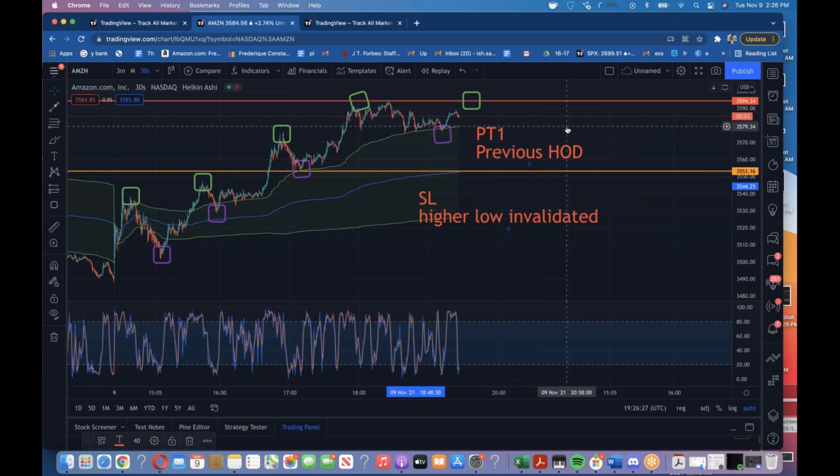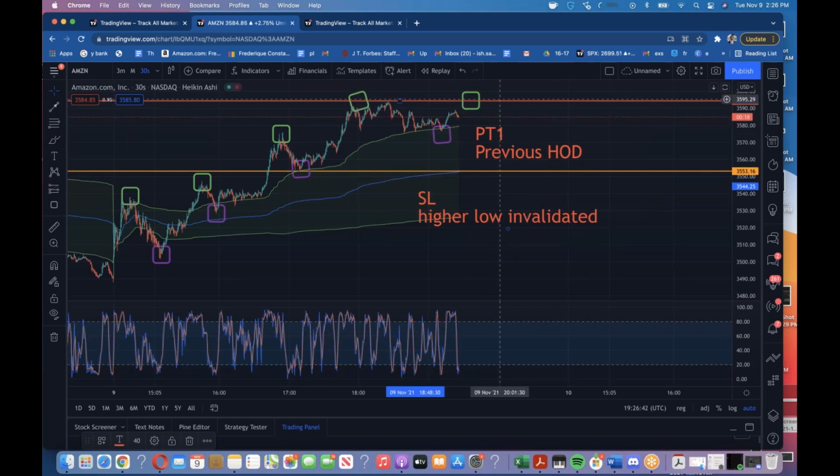But your PT1 or price target 1 is always going to be the previous high of day, or the previous high of day resistance, right? So in that case, when Amazon hits that red line, that is where we take our initial profits, right? So maybe I had 2 contracts, so I sell 1, right? Maybe I had 3 contracts, so I sell 1, right? Maybe I had 10 contracts, maybe I sell 5, right? Or it really depends on you, what your risk tolerance is.